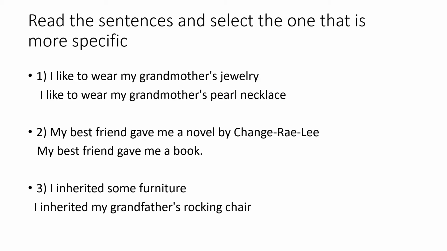Now this is another activity. In this activity we are going to differentiate between two kinds of sentences: sentences which have information, and sentences which have information and a very specific kind of information. That means they are more descriptive.